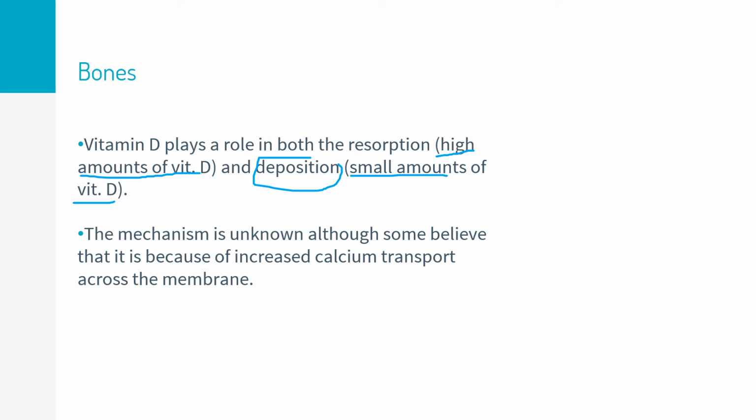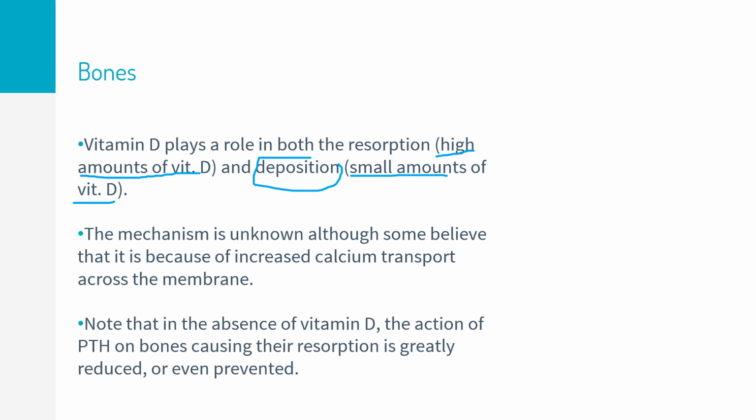The mechanism behind this is unknown, although some believe it's because of increased calcium transport across the membrane. Note that in the absence of vitamin D, the action of parathyroid hormone on bones, causing their resorption, is greatly reduced. So we need the contribution of vitamin D. And some say it's even prevented. You can now imagine how important vitamin D is.